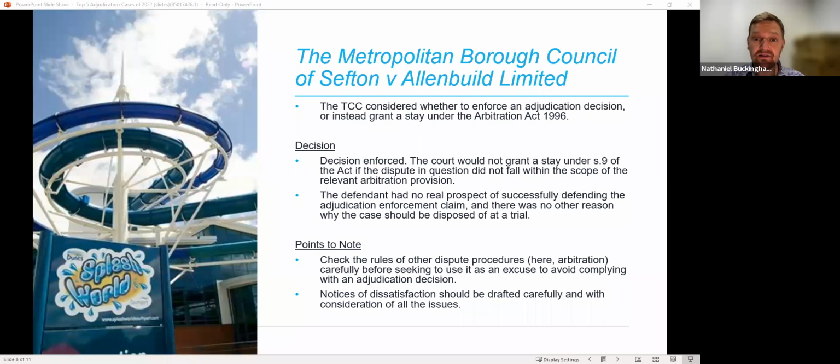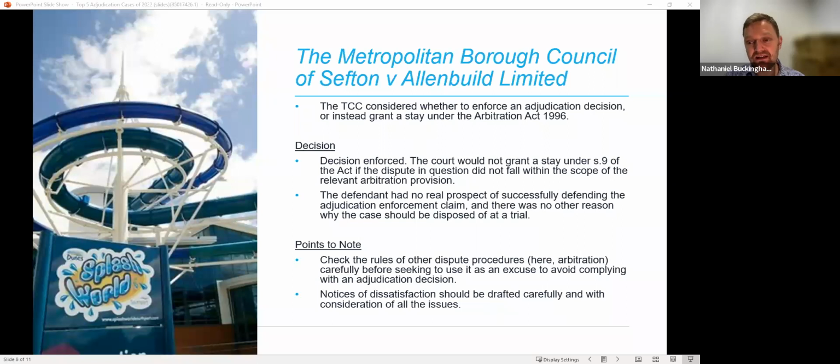The words used by Allenbuild did not make this clear because it was just simply too widely drafted, a catch-all notice rather than specifics. The court held that there's no need for the notice of dissatisfaction to descend into details of the substantive challenge, but they've got to make it crystal clear what it is that they're challenging.